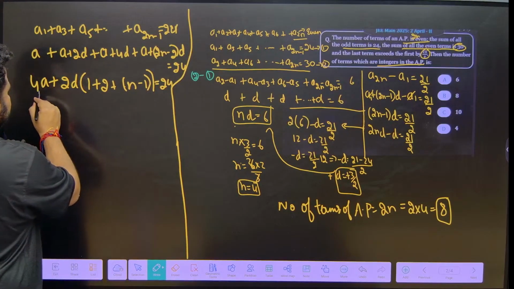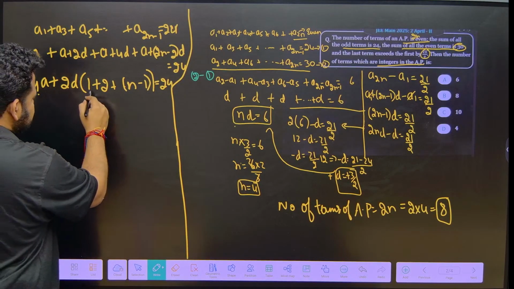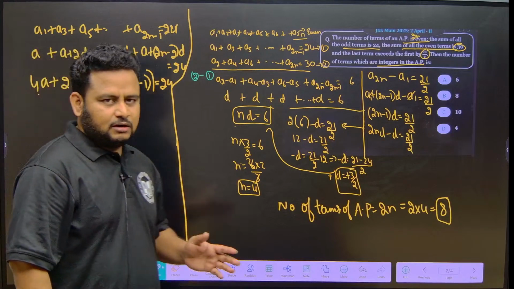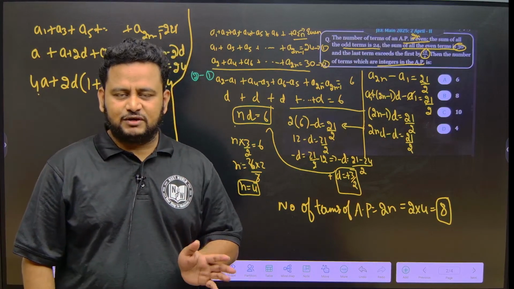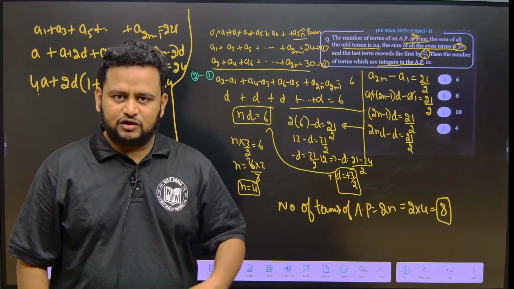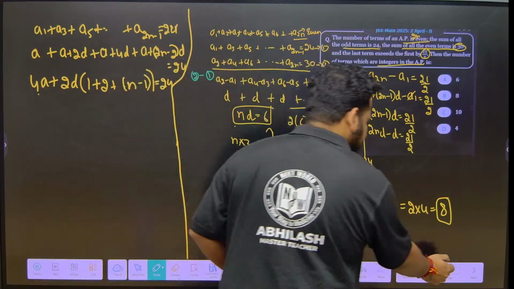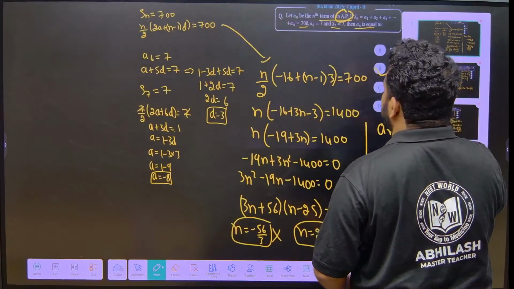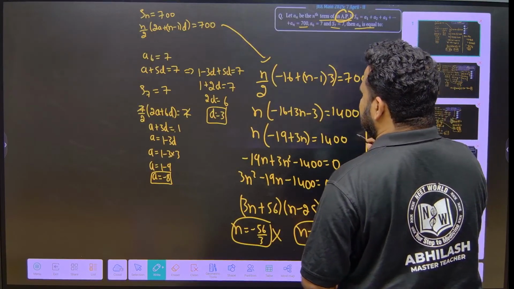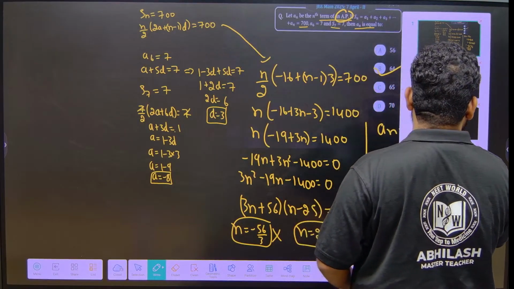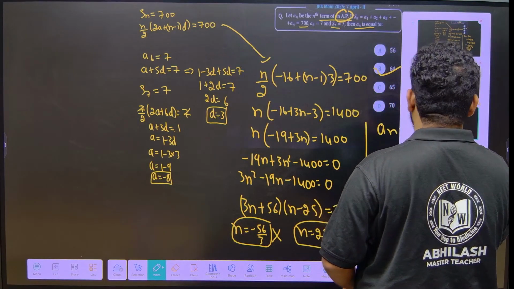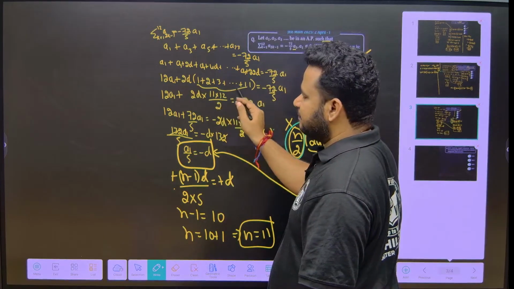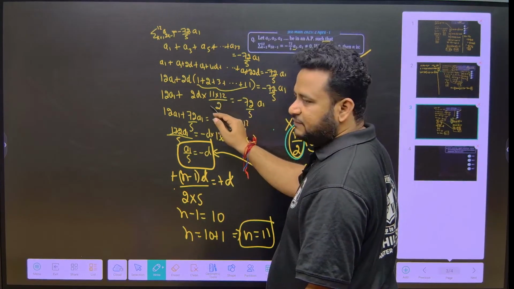The sum of terms 1 plus 2 plus 3 up to n number of terms is given by n into n plus 1 by 2. In one of the questions we already solved this. Let me show you. See here, 1 plus 2 plus 3 up to 11 is nothing but n into n plus 1 by 2, that is 11 into 12 by 2.